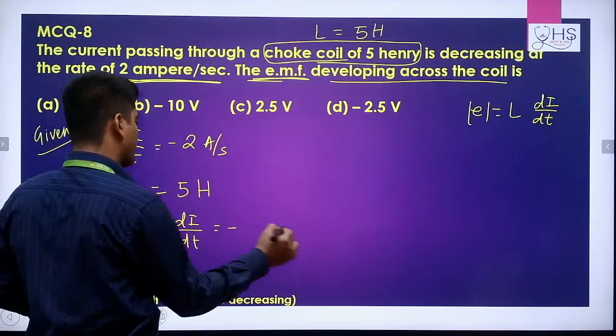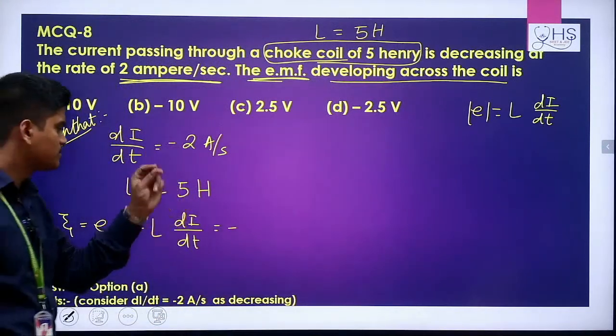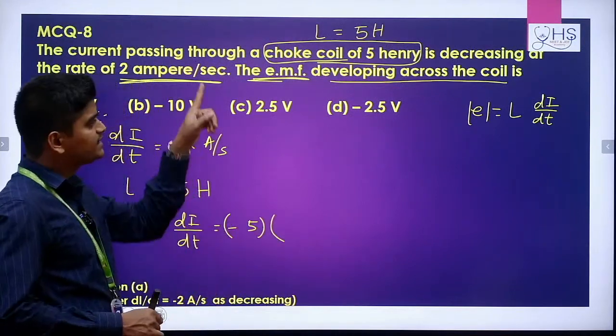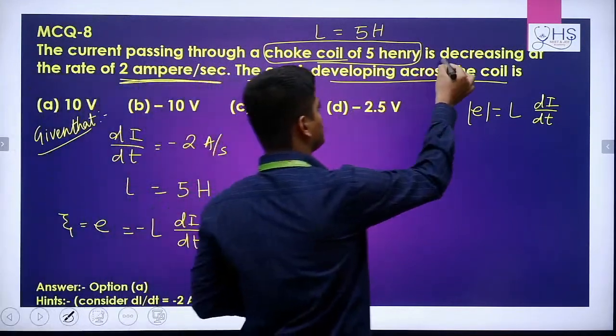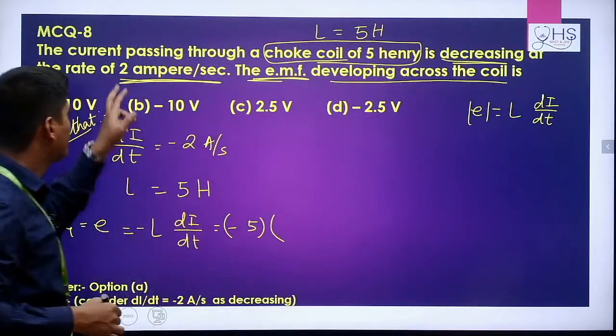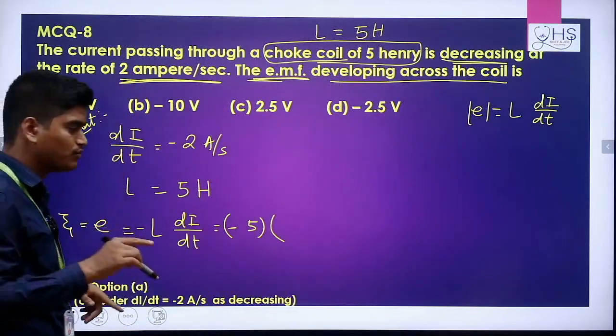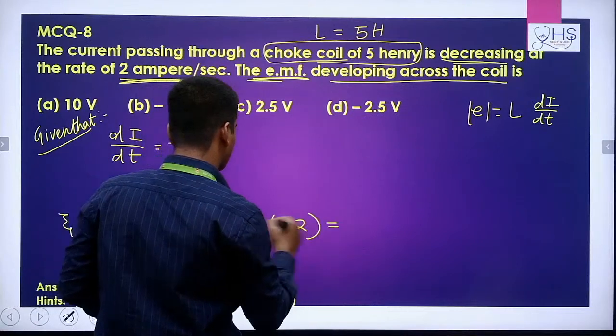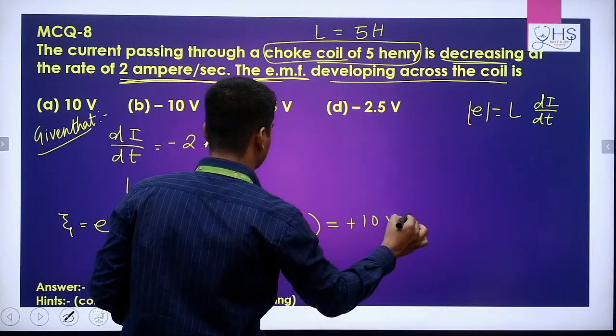Now put here minus L. L is given what? 5 is given. So 5 you put here. L is 5. And di by dt, as it is decreasing. So this one you understand. Current is decreasing means definitely what will happen? Now this rate, whatever is given, you have to take it as negative. Increasing means positive. Decreasing means negative. So minus 2. Now multiply, it will come plus 10 volt.